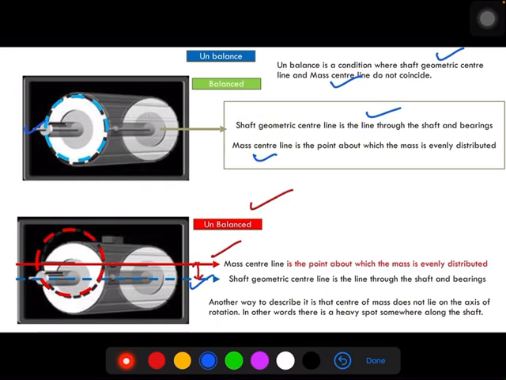Because of this unbalanced force, the equipment tries to rotate about its CG, that is the mass center line, but the equipment is held by its foundation bolts and the bearings support the shaft, and they don't allow the shaft to rotate about its CG. Because of this effect, undue stresses are developed on the bearings because of the unbalance.